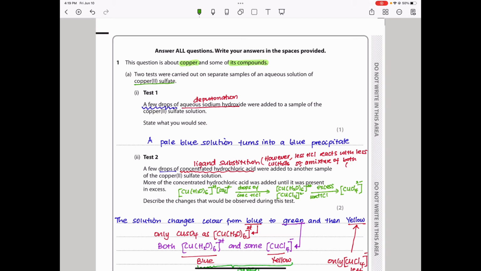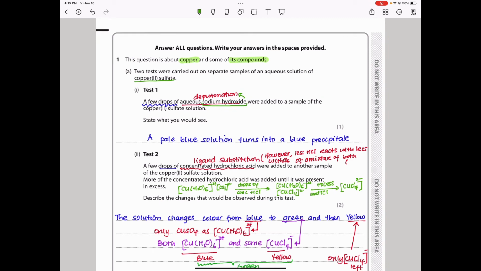When you add aqueous sodium hydroxide, it means this is a deprotonation reaction. For a deprotonation reaction to occur, they ask what you would see. Observation: when you react a solution of copper(II) with hydroxide, we would assume that a pale blue solution is going to be turned into a blue precipitate. So that is the observation you see.